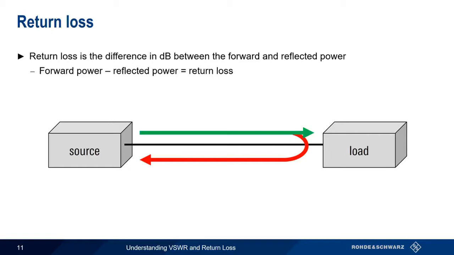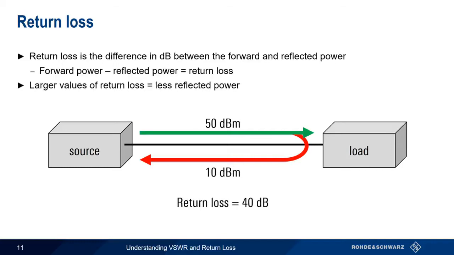For example, if our forward power is 50 dBm and our reflected power is 10 dBm, we have a return loss of 40 dB. Larger values for return loss mean that less power is reflected, so we usually want return loss to be as large as possible. And of course, return loss must always be a positive number, since the level of reflected power is always less than the level of forward power. Even in the case of a load that reflects 100% of the forward power, some power will be lost along the path from the source to the load and back.